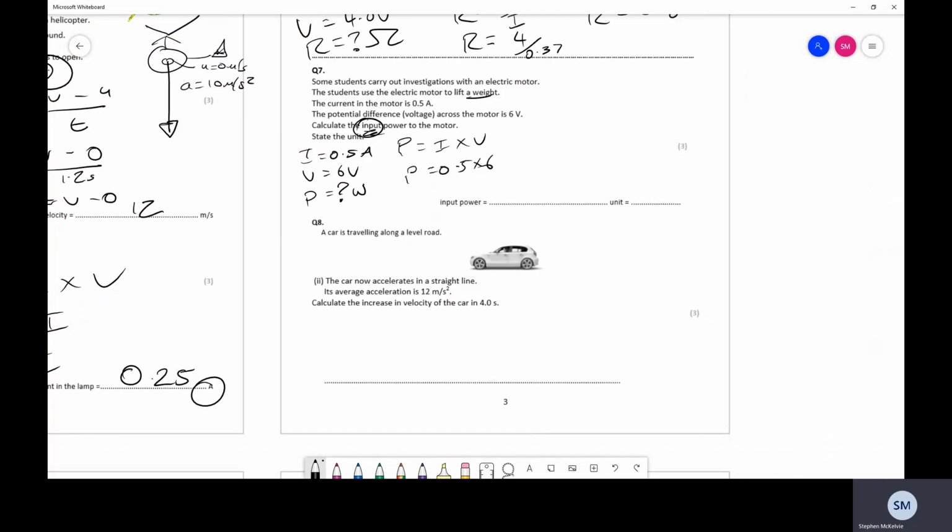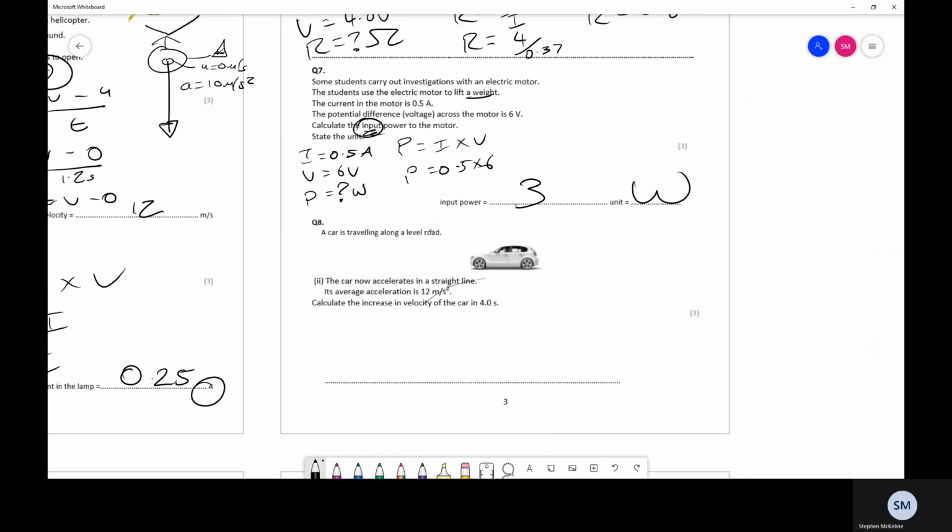I'm going to say that P, and I'm going to check this on my calculator because I don't trust myself, because I've been speaking now for 58 minutes, and it's getting more and more difficult. Input power is equal to 3 watts.